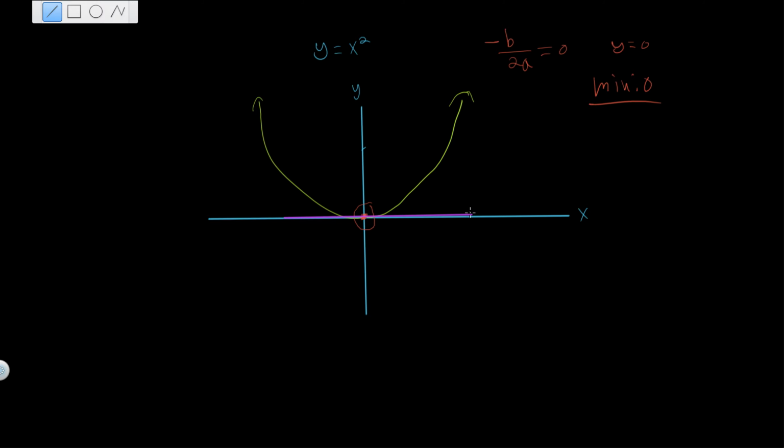What do you notice about this line? What do you think the slope of this line is? So maybe pause the video here and think about what the slope of that line is. All right, so I'm assuming you've paused the video and thought about it for a sec. The slope of this line would be 0, right? Because we have a rise over run. There's no rise here. It just stays on the x-axis. So the slope is 0.